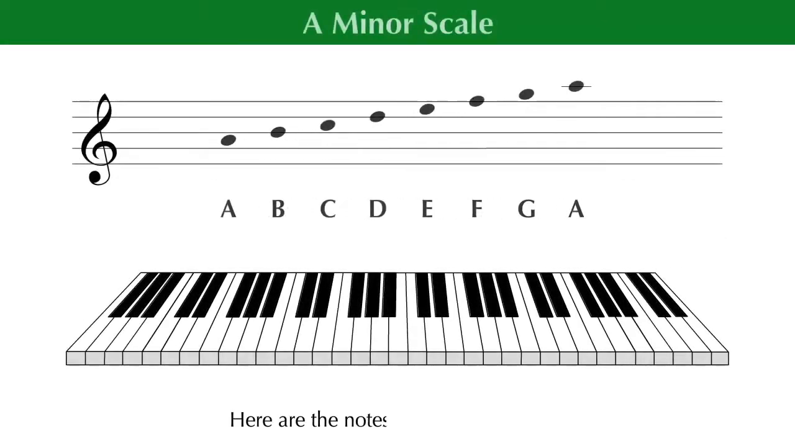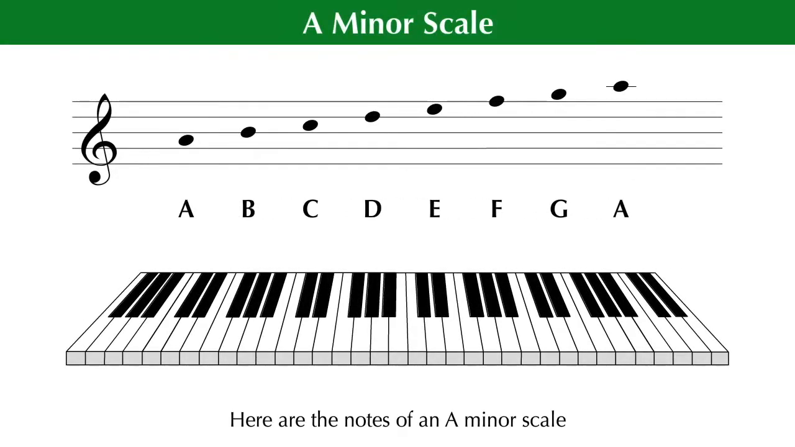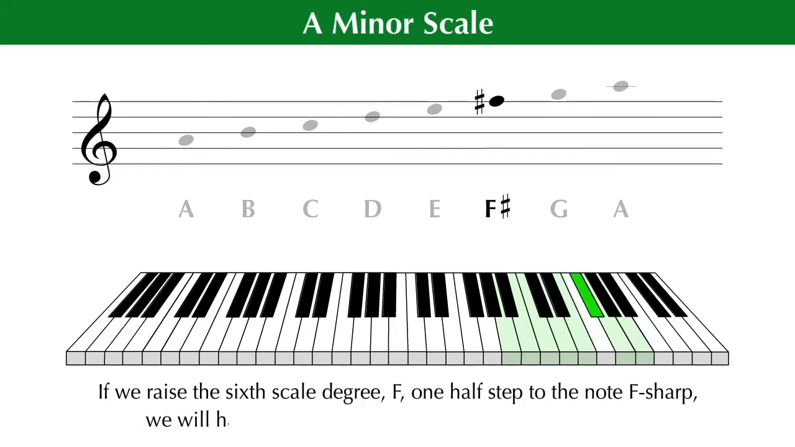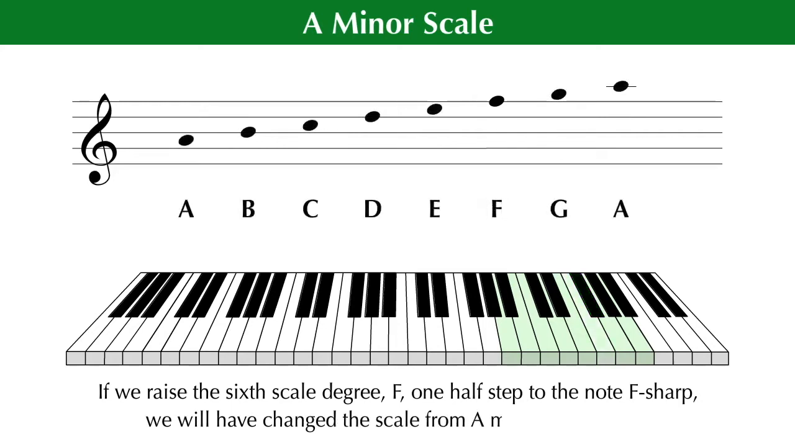Here are the notes of an A minor scale. If we raise the sixth scale degree F a half step to the note F sharp, we will have changed the scale from A minor to A Dorian.